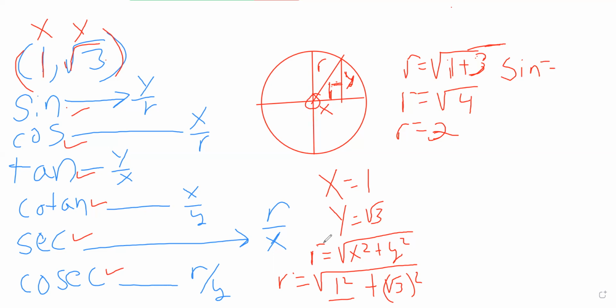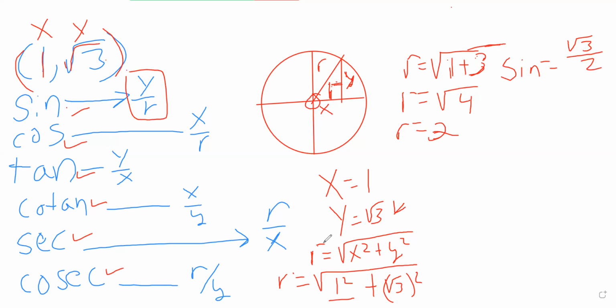Sine is what? We know it is y over r, right? So what is y? We said y is root 3. And what do we say is r? 2.